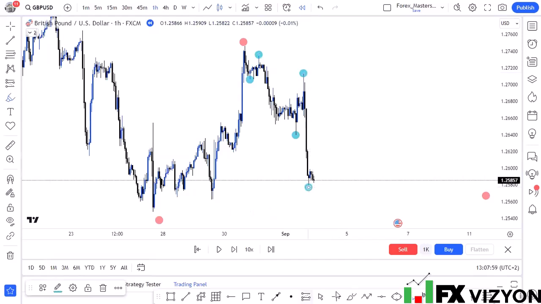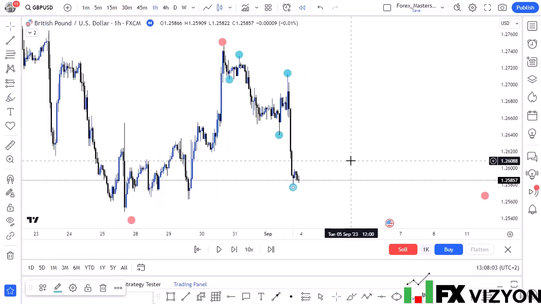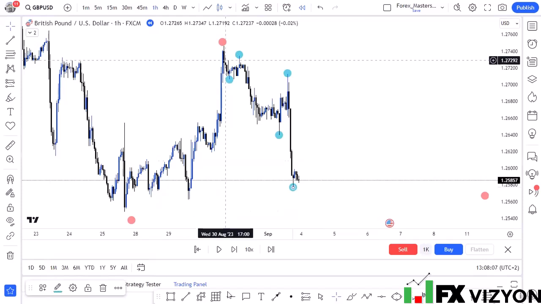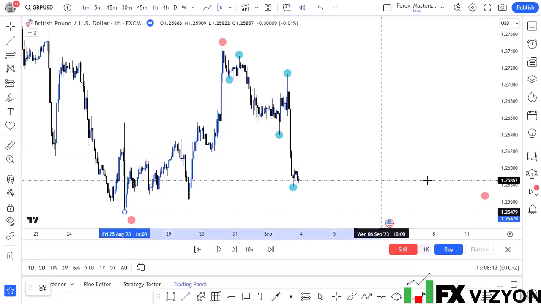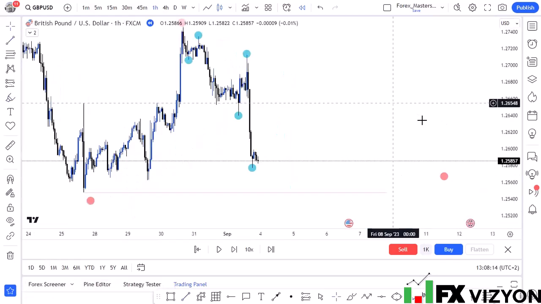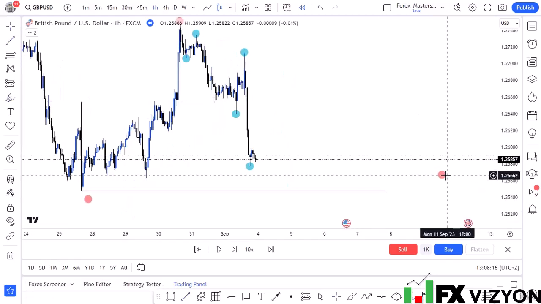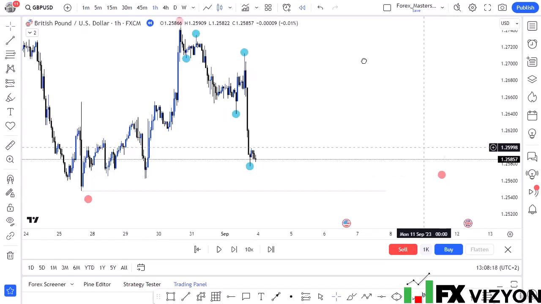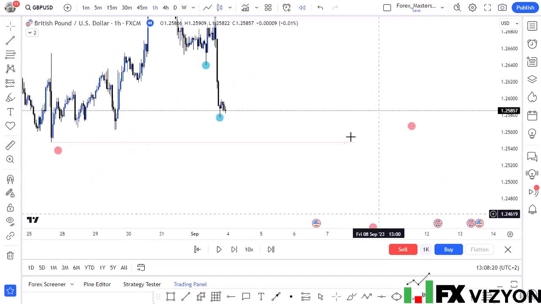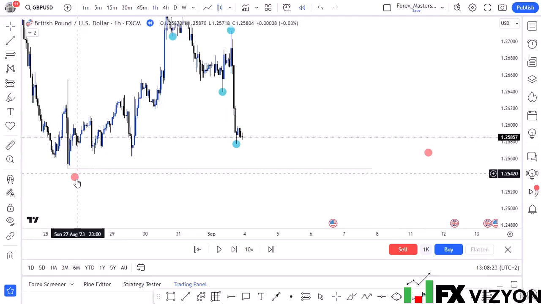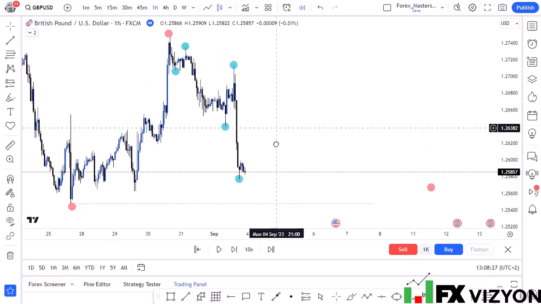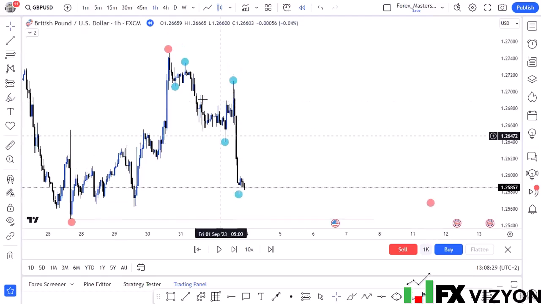Now, what should this tell you? It should tell you that I'm having an internal structure. The target is this low here. This is the target. So price must come and take out this low. This one must go right there. And price has already started pushing to the downside.